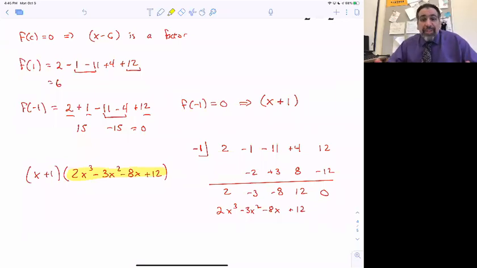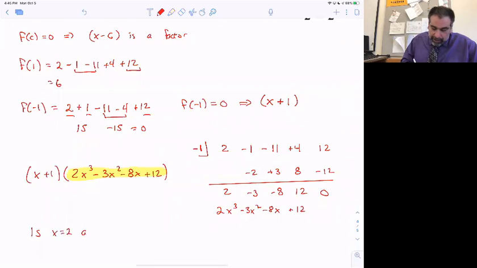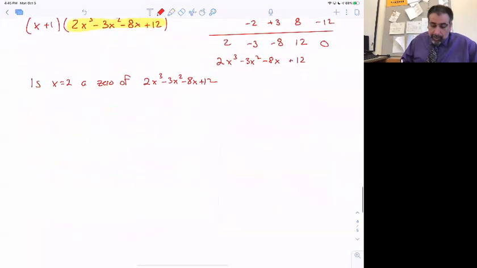So what I want to do is think about some of those other factors, okay? So we tried the plus or minus ones. We found one that worked. Now I want to continue with the highlighted factor right here. And the next factor I want to try is 2. So, is x equals 2 a 0 of my 2x cubed minus 3x squared minus 8x plus 12? So we're going to try it out.